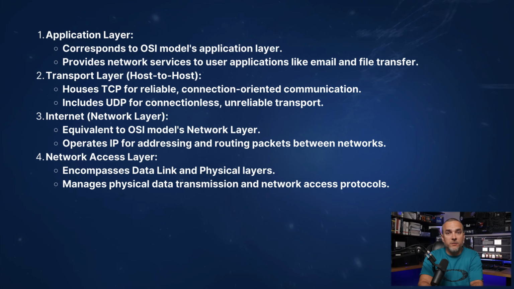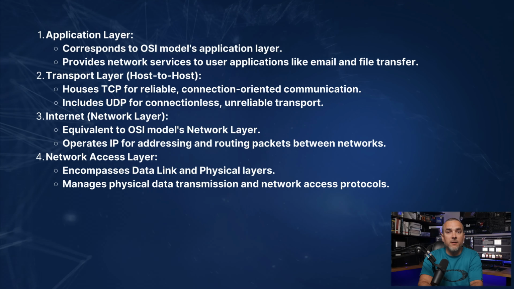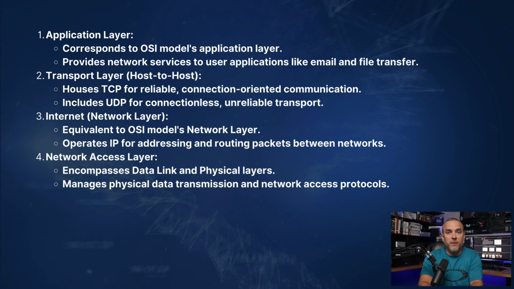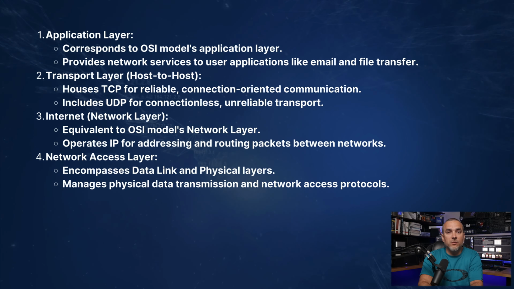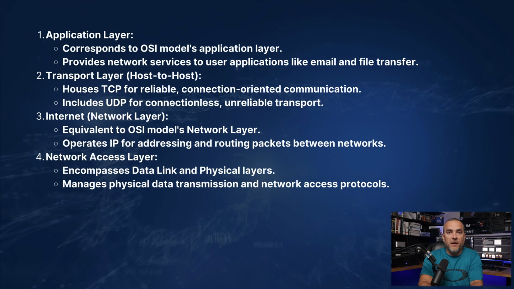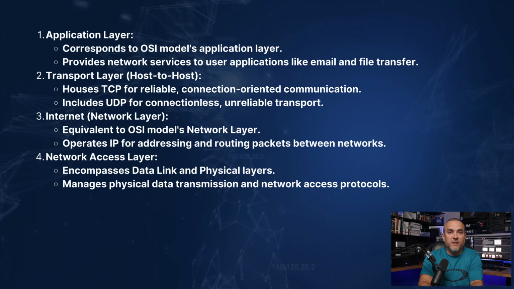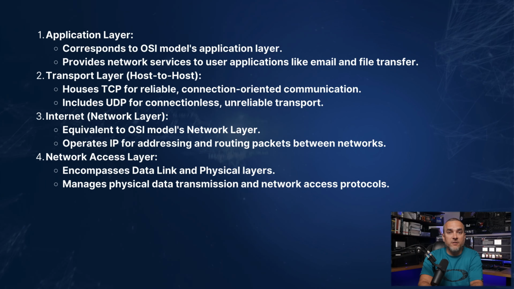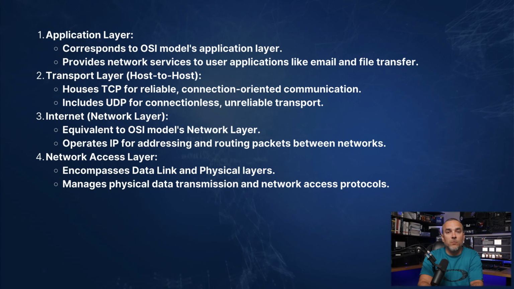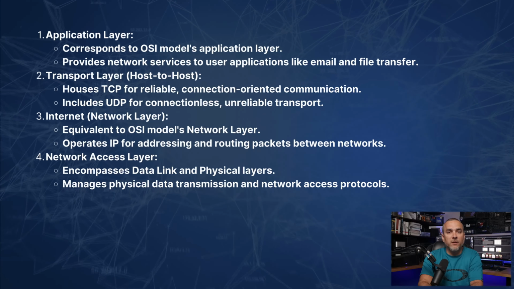The transport layer, also known as the host-to-host layer, is where the Transmission Control Protocol (TCP) and User Datagram Protocol (UDP) reside. TCP ensures reliable, connection-oriented communication by sequencing and acknowledging data packets, while UDP provides connectionless, unreliable transport for applications that can tolerate some data loss. We'll take a look at these two protocols in more detail coming up.